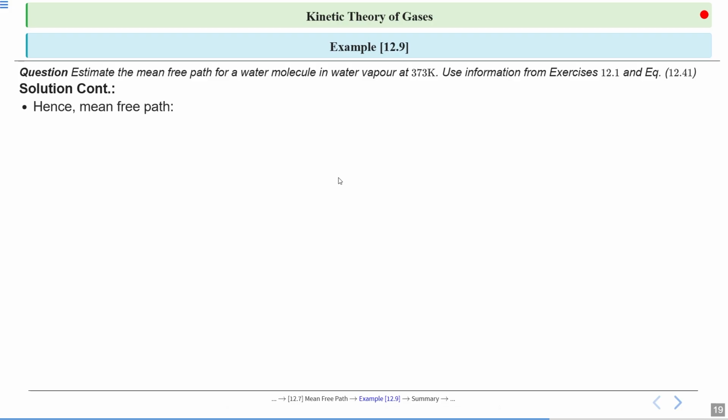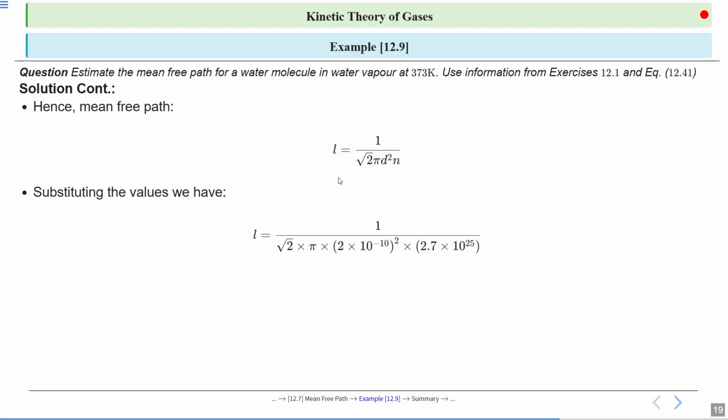Hence mean free path L equal to 1 upon root 2 pi d square n. So substituting the values, we have L equal to 1 upon root 2 pi into 2 into 10 raised to the power minus 10 whole square into 2.7 into 10 raised to the power 25. So we plug in the diameter and number density directly into the formula. This substitution is important for calculating mean free path.